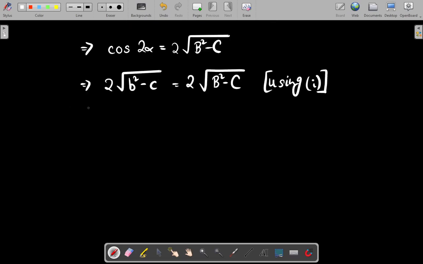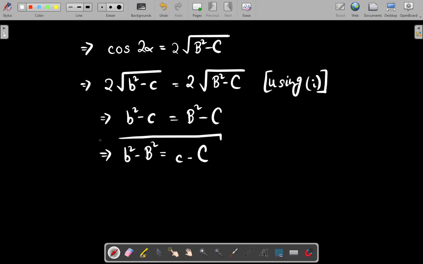So now we can just cancel the 2 and square both sides. So we get small b square minus small c is equal to capital B square minus capital C. If we take all the b's to one side and the c's to the other side, this becomes small b square minus capital B square is equal to small c minus capital C. So this is the required relation.